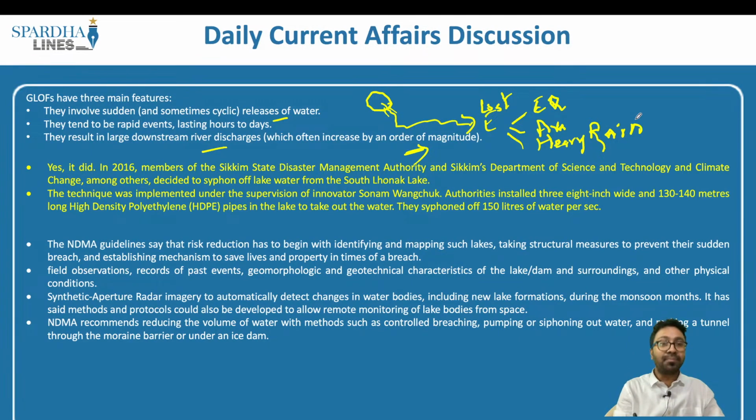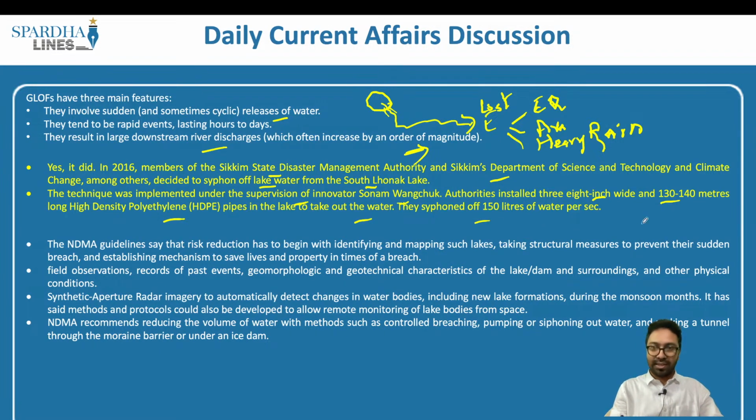Yes, it did. In 2016, members of the Sikkim State Disaster Management Authority and Sikkim's Department of Science and Technology and Climate Change, among others, decided to siphon off lake water from South Lohanak Lake. The technique was implemented under the supervision of innovator Sonam Wangchuk. Authorities installed three 8-inch pipes and 130 to 140 meters of high density polyethylene pipes in the lake to take out the water. They siphoned off 150 liters of water per second.